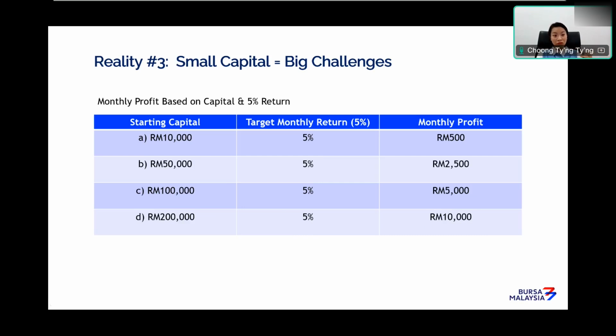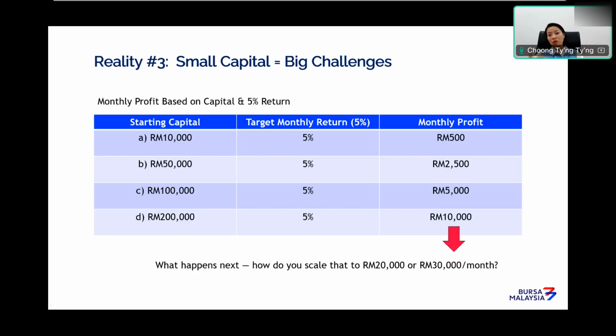But if you want increments like in a job, where we may get salary increments yearly or every 3 years, the next question we need to ask ourselves is how we are going to scale it up. How do we scale from 10,000 to 20,000, to 30,000, and so on? This table is very important because I want you to set your targets on a more realistic basis.